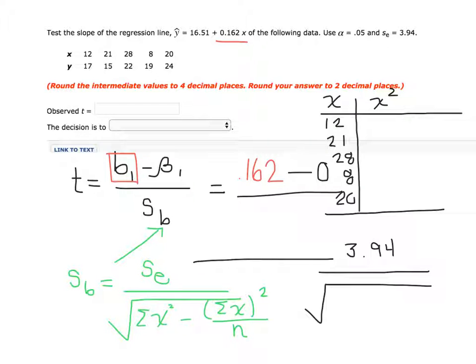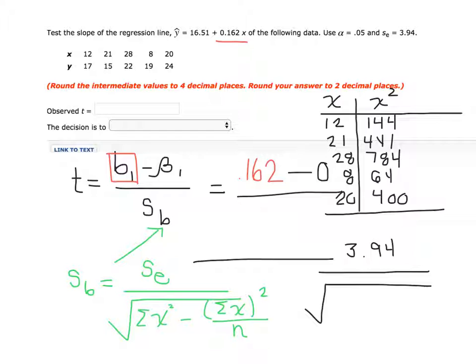So I've created a little table over here where I've listed all of my x's, 12, 21, 28, 8, and 20. And we need to calculate the value of each of those x squareds. So we need to take 12 squared to get 144, 21 squared to get 441, 28 squared to get 784. And again, we can get the help of Excel on these. 8 squared to get 64, and 20 squared to get 400.